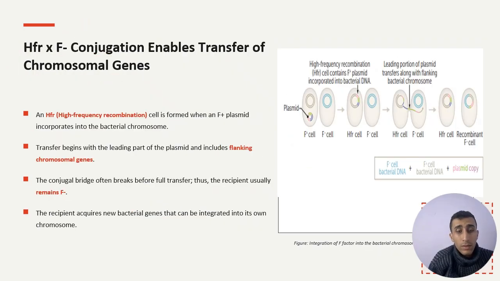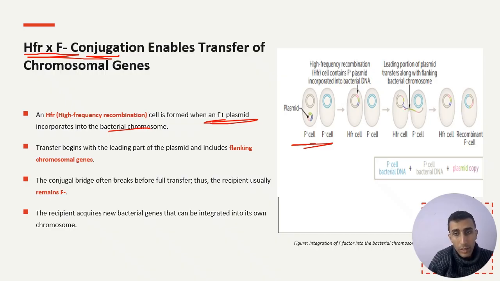And there's another type of conjugation, which is called high frequency recombination conjugation. What we mean by high frequency recombination is that the F positive plasmid incorporates into the bacterial chromosome, and the transfer is between the leading part of the plasmid and the flanking chromosome. So we've got F positive cells and F negative cells as in our previous example, but this plasmid is incorporated here in the chromosome, the main genetic material.